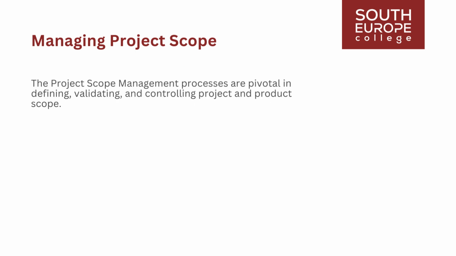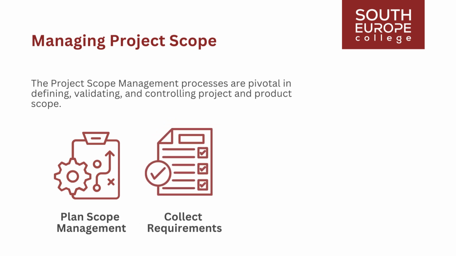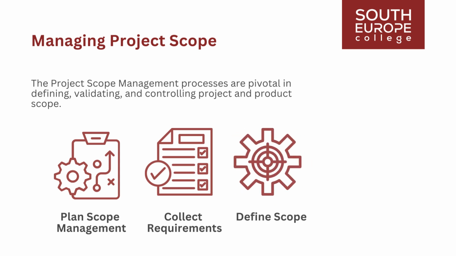The project scope management processes are pivotal in defining, validating, and controlling project and product scope. These processes, which intricately shape the trajectory of successful project execution, are: Plan scope management, which involves creating a comprehensive scope management plan that outlines how the project and product scope will be defined, validated, and controlled. Collect requirements. This process entails determining, documenting, and managing stakeholders' needs and requirements to align with project objectives. Define scope. It involves creating a detailed description of the project and product.